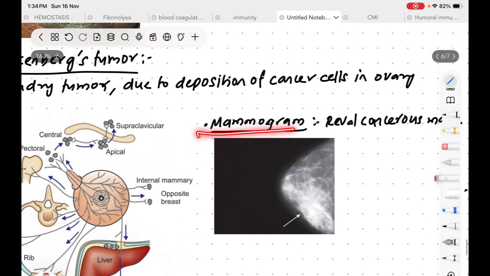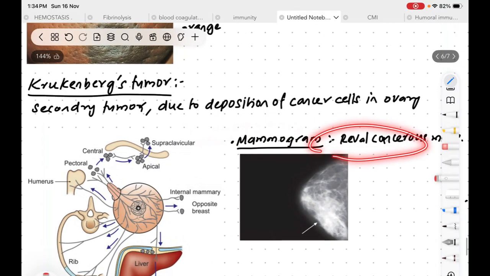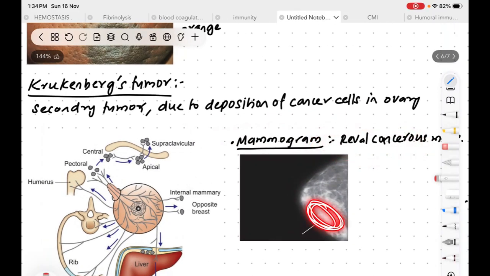And one more thing, mammograms reveal the cancerous mass. A mammogram looks like this. You can see the cancerous mass here. And this is about the anatomy of the mammary gland.